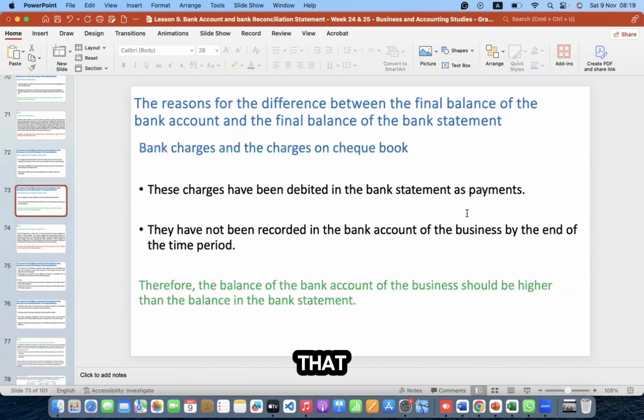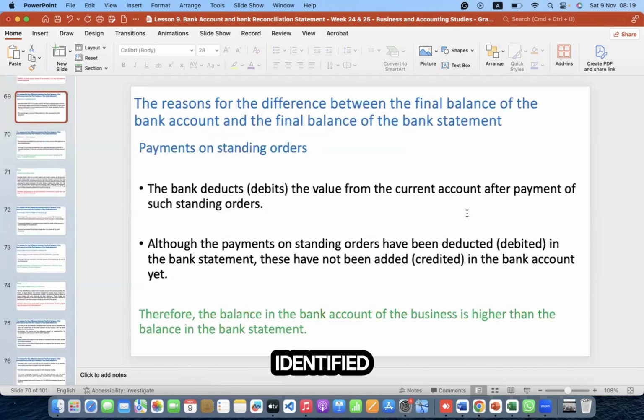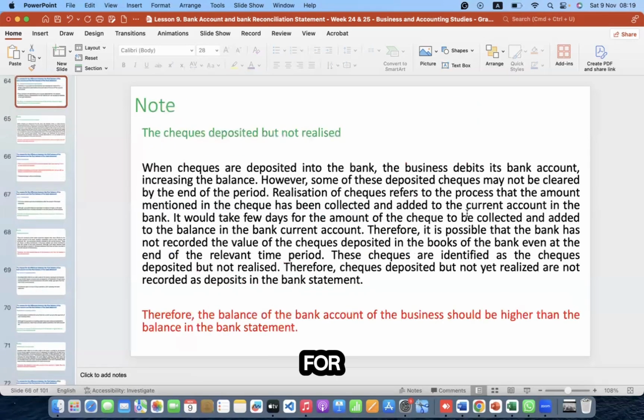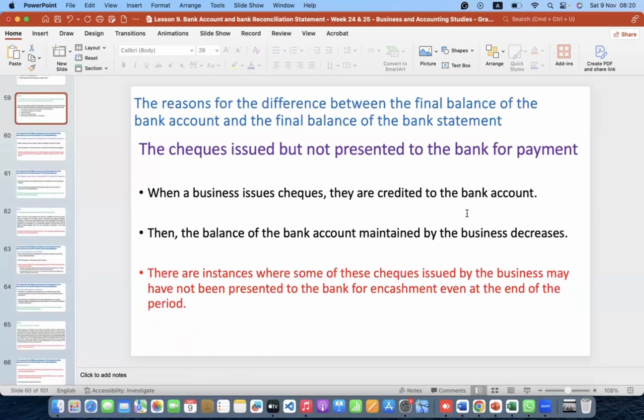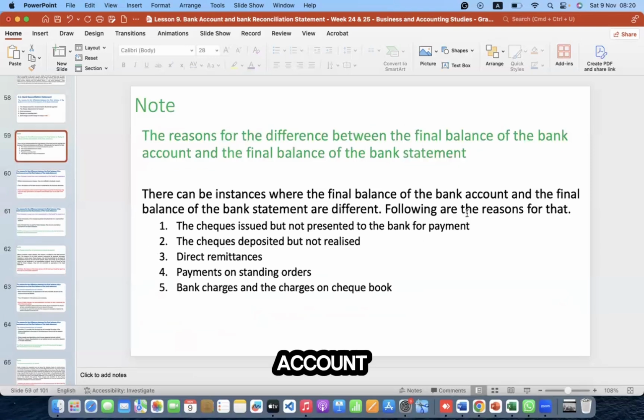So with that we have identified 5 reasons for the differences between the bank account balance and the bank statement balance. The checks issued but not presented to the bank for payment, the checks deposited but not realized, direct remittances, payment on standing orders, and bank charges and charges on checkbooks.